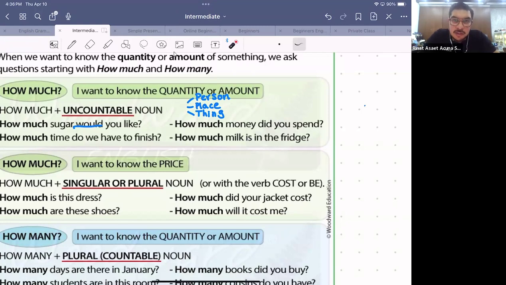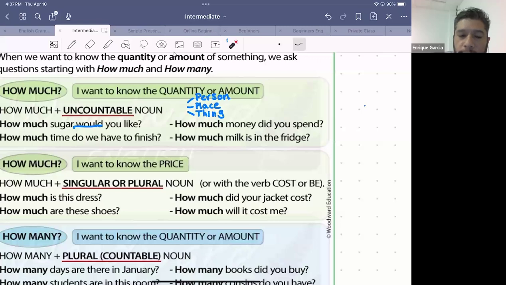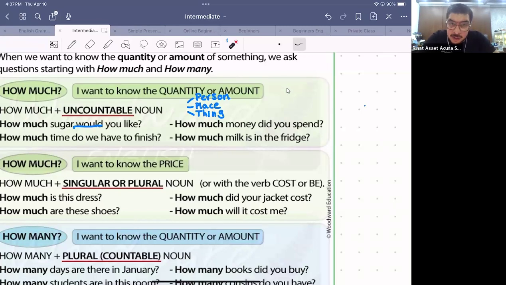Perfect. How much is this car? Okay. How much are these? Oh, read them for me, please. Okay. How much is this car? How much are these flowers? How much did your laptop cost? Okay, very good. Excellent. Good stuff. Very good. Nice work, Enrique. Good work.